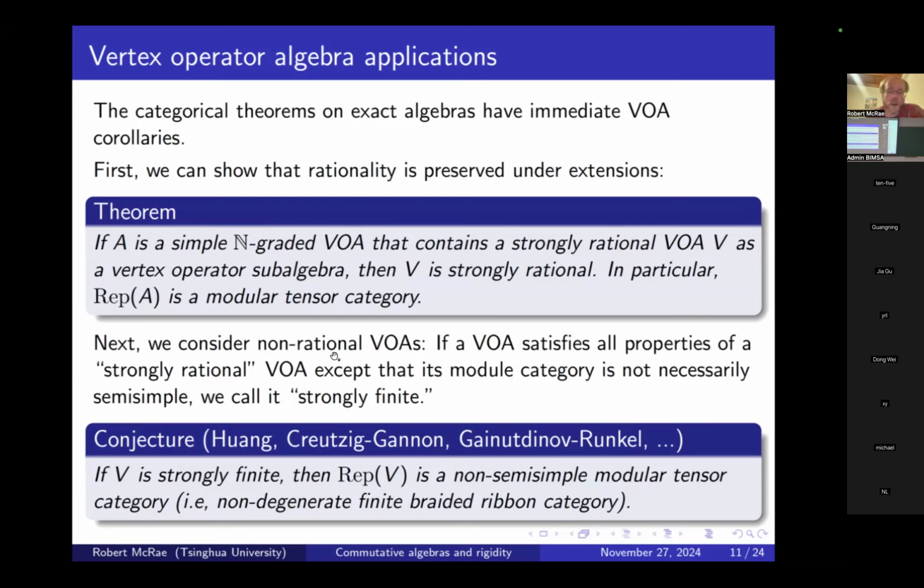We also have results for non-rational VOAs if you want to forget about the semi-simplicity. So then you get this notion of strongly finite VOA, which satisfies essentially all the properties of rational VOA, except you don't assume semi-simplicity. And several groups of people have conjectured that if V is a strongly finite VOA, then its representation category should be a non-semi-simple modular tensor category. That means it should be a finite braided ribbon category, such that the braiding is non-degenerate. So it's everything that a modular tensor category is, except you don't require semi-simplicity.